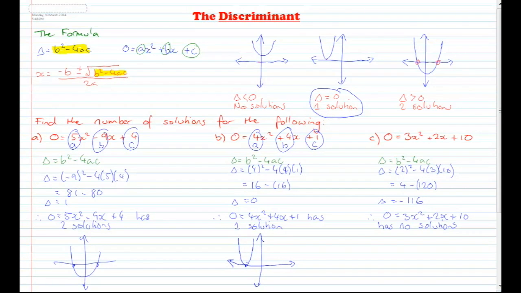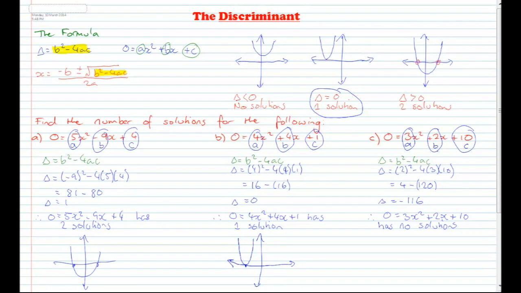For part C, you've got 0 is equal to 3x squared plus 2x plus 10. Now what we need to do once again is go through and label our a, b and c values. So a is 3, b is positive 2 and c is positive 10.